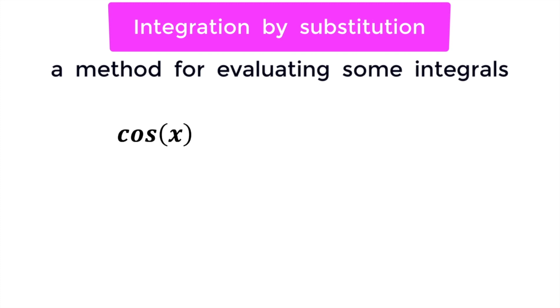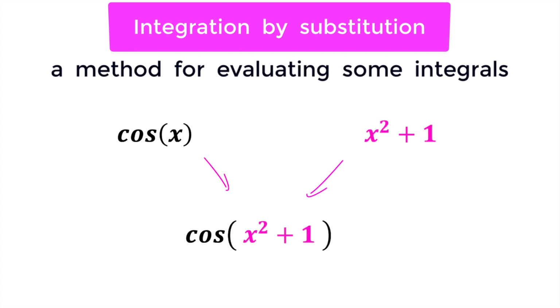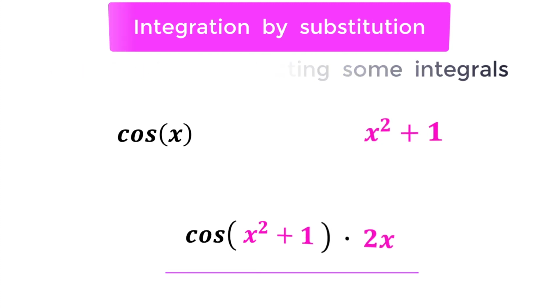Substitution is a method for evaluating some integrals, and a typical situation is when two functions are given, say for example the cosine function and the function x squared plus 1. We can compose those two functions, so we have cosine of x squared plus 1, and when we multiply the result by the derivative of the inner function, so by 2x, this is a typical function that can be integrated by the method of substitution.